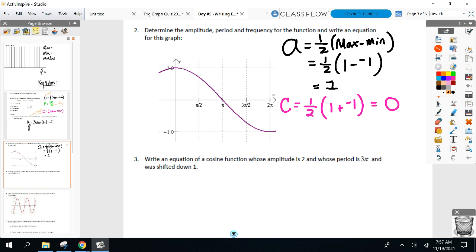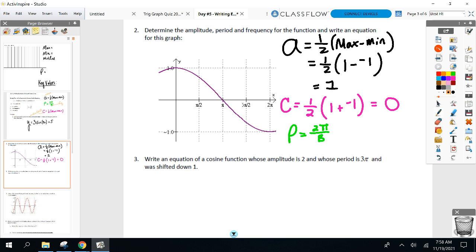What's the formula I need for B value? I need the period formula, right? Period equals 2 pi over B. So here's where we need the ability to look at that graph to find the period. And what's period again? How long it takes to make a full curve. Where would this curve end? Tell me the point on the x-axis where you think this curve would end. Take a look. It ends at 2 pi.